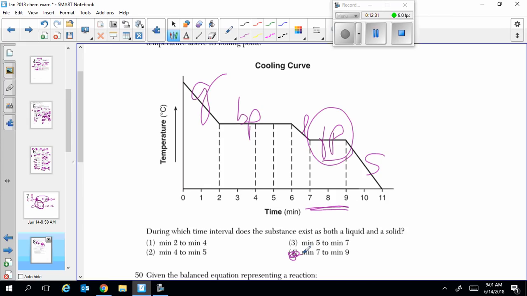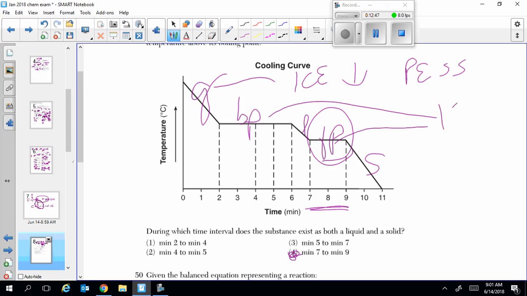If I could just review for a second, any place where there's a change in slope, my kinetic energy would be decreasing and my potential energy would be staying the same because I'm cooling. Here, where it's a plateau, and here where it's a plateau, the kinetic energy stays the same, but my potential energy is decreasing because I'm cooling it.